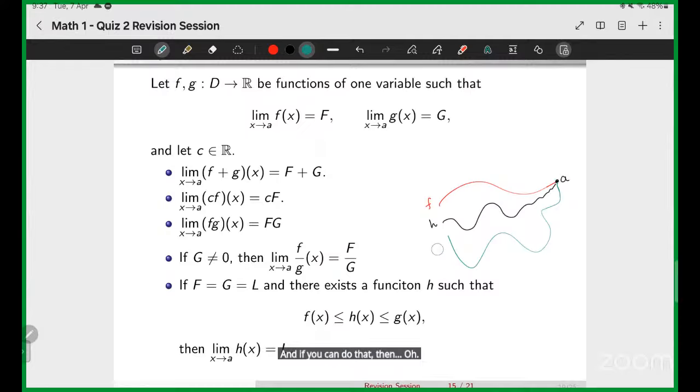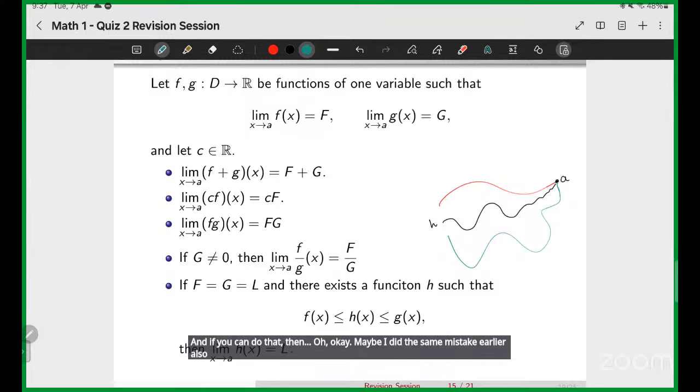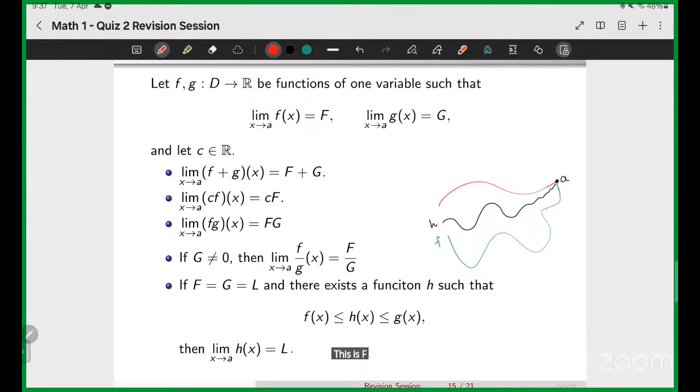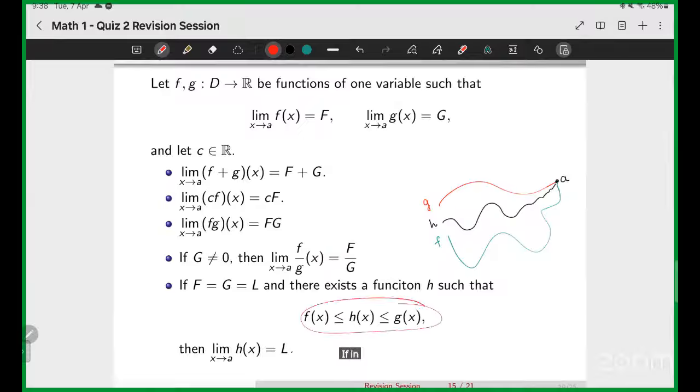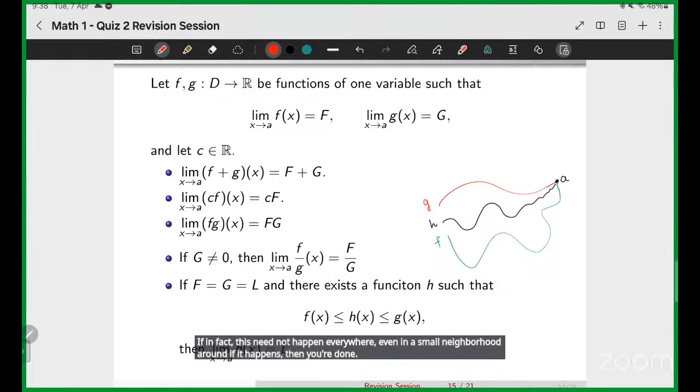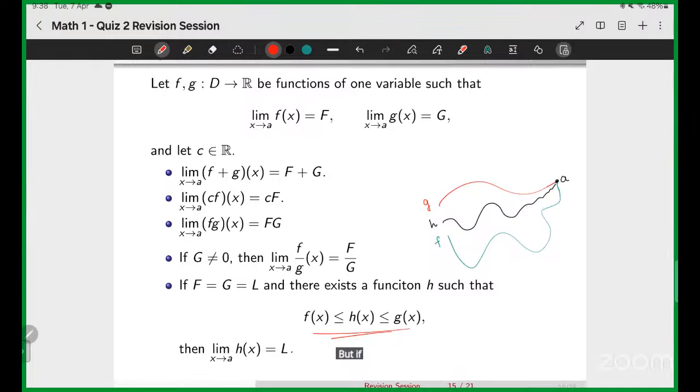Maybe I made the same mistake earlier also. This is f and this is g. I probably made a naming mistake while writing it for sequences also, but the idea is clear, I suppose. This need not happen everywhere; even in a small neighborhood around a, if it happens, then you're done. But if you get something globally also, it's fine.